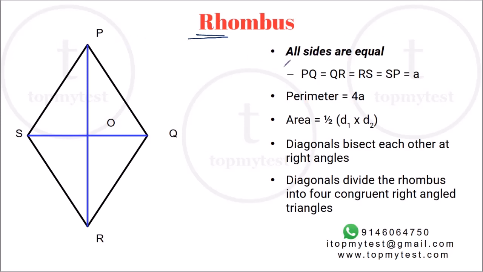Key points of a rhombus: all sides are equal, right? So suppose the length of the side is A, the perimeter becomes 4 times A. Area will become half D1 into D2, where D1 and D2 are the two diagonals. The diagonals are perpendicular to each other. Besides bisecting each other, they are also perpendicular to each other. So they will divide this rhombus into 4 congruent triangles. So POS is congruent to POQ, which is the same as QOR, which is congruent to ROS. Every property of a parallelogram is also applicable to a rhombus, besides these two properties as well.